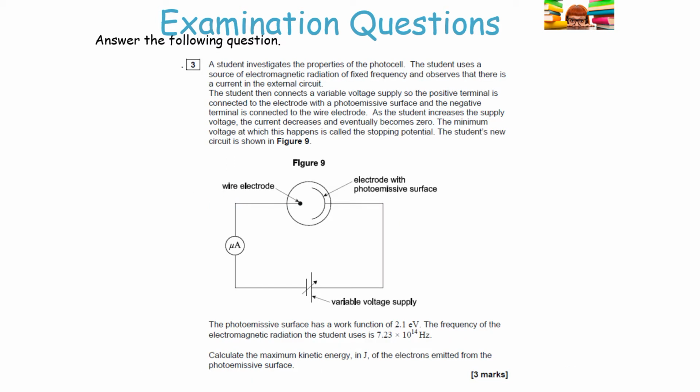Right, let's now have a look at another question. A student investigates the property of the photocell. The student uses a source of electromagnetic radiation of fixed frequency and observes that there's a current in the external circuit.